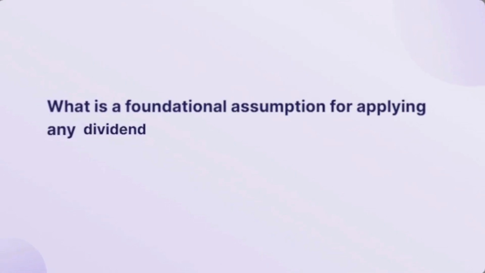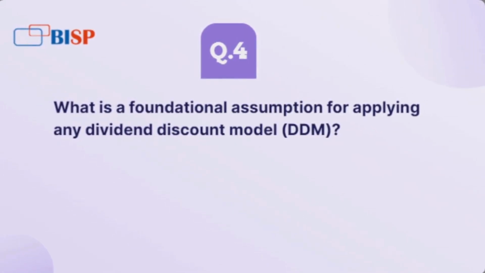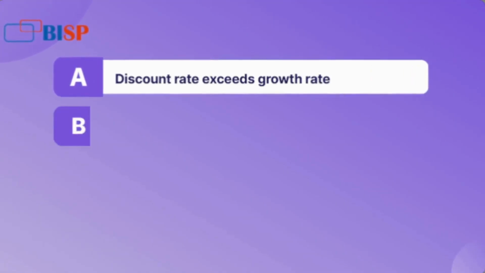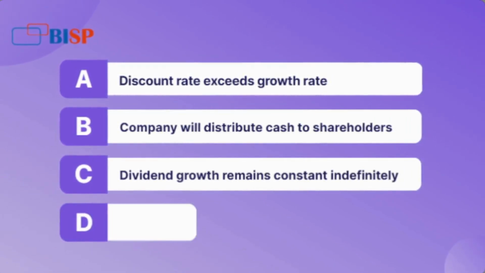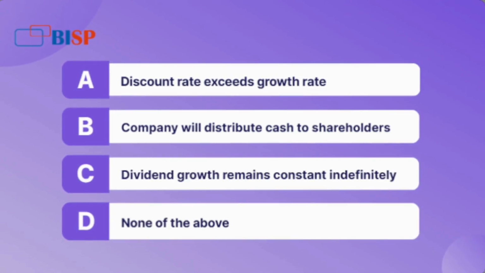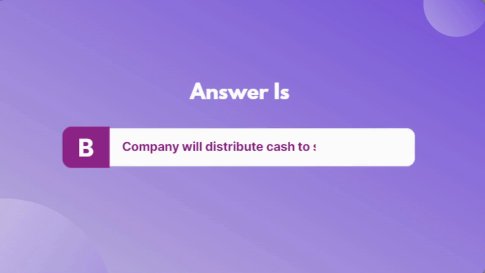What is a foundational assumption for applying any dividend discount model, DDM? A. Discount rate exceeds growth rate. B. Company will distribute cash to shareholders. C. Dividend growth remains constant indefinitely. D. None of the above. Answer is B. Company will distribute cash to shareholders.